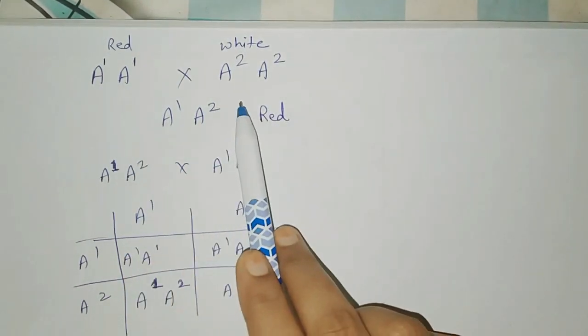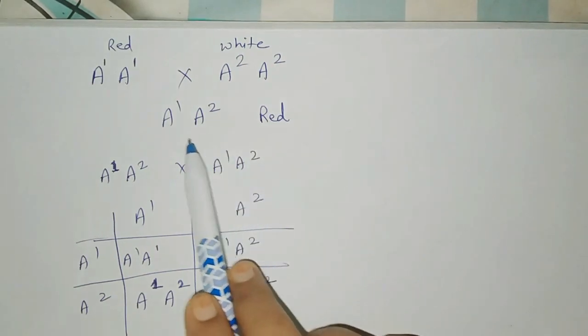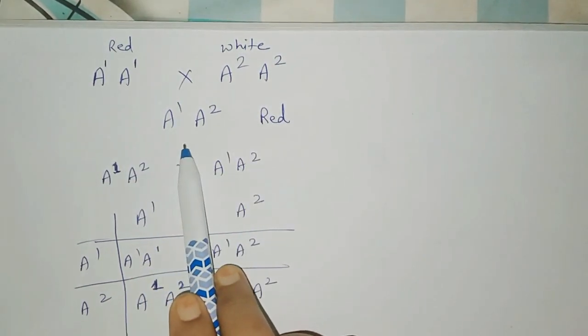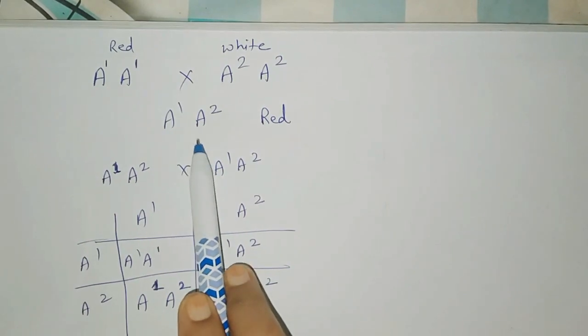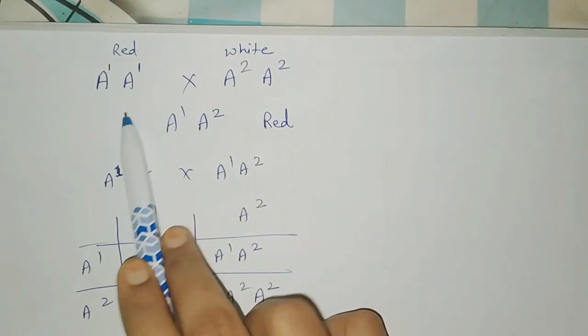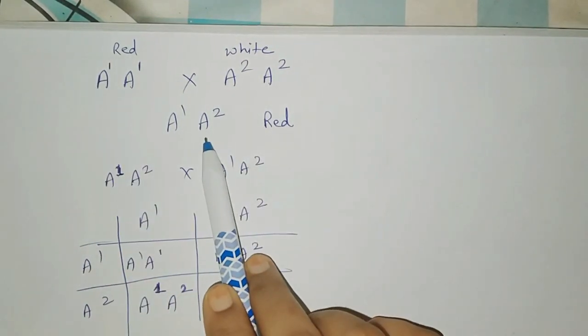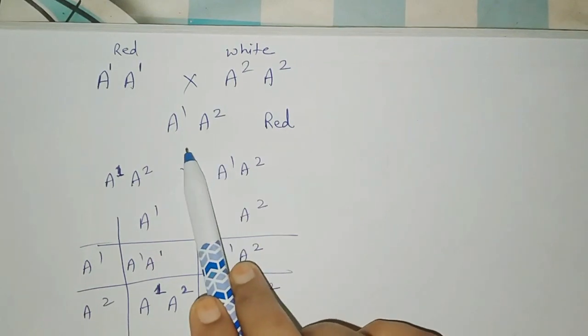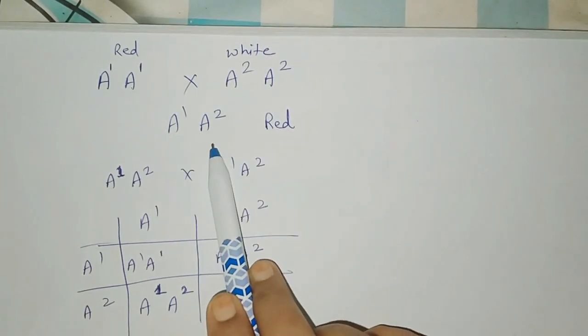A1 is dominant over A2, which means when A1 and A2 are present, only red pigment will be produced, as a result of which the flower will be red in color. So when red and white homozygous flowers were crossed, the F1 which was produced was a heterozygote with genotype A1A2. This is red in color because A1 is dominant over A2.